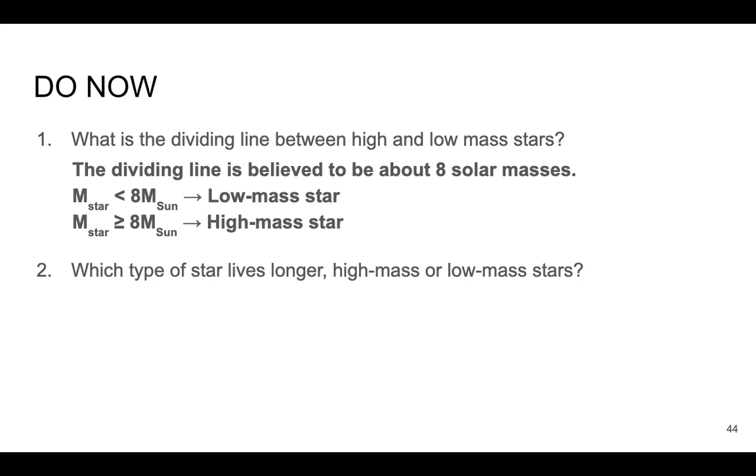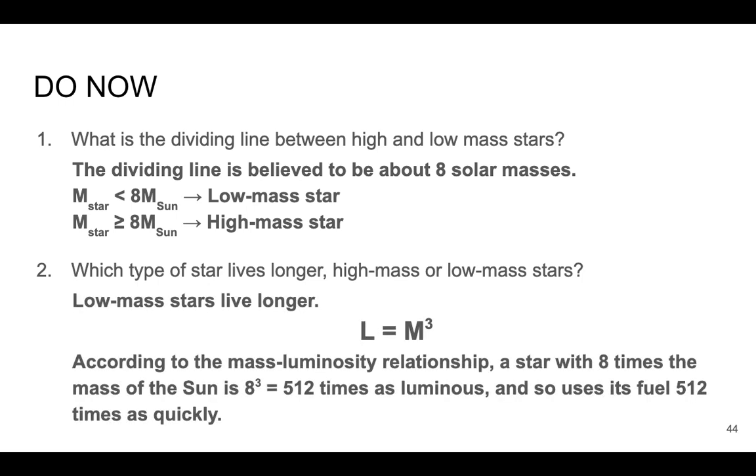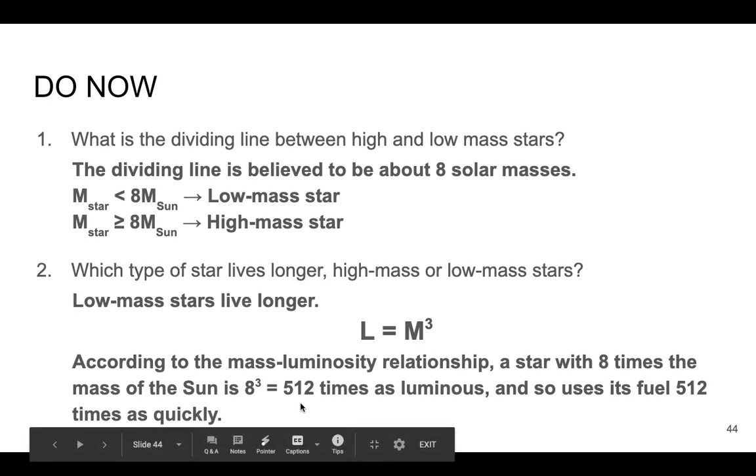So which type of stars live longer, the high-mass stars or the low-mass stars? Turns out the low-mass stars actually live longer. Even though they have less fuel to burn, they do so at a slower rate. Again, here is the luminosity and mass relationship. The bigger the mass, the more luminous the star is by a lot, because luminosity is proportional to mass cubed. So if you have a star that is 8 times the mass of the sun, right on the border between low- and high-mass stars, it has 8 times as much fuel, basically, but it's 512 times as luminous, which means it's going through its fuel 512 times as fast.